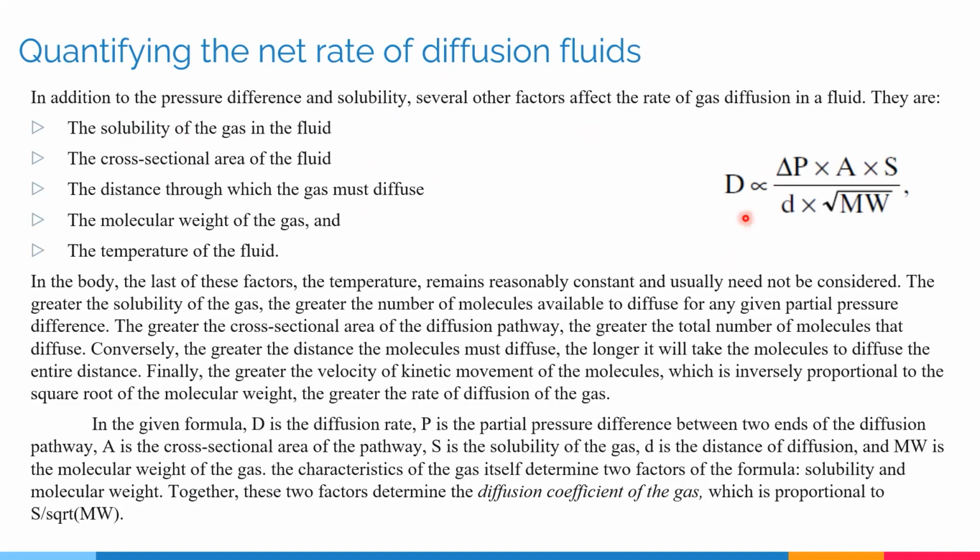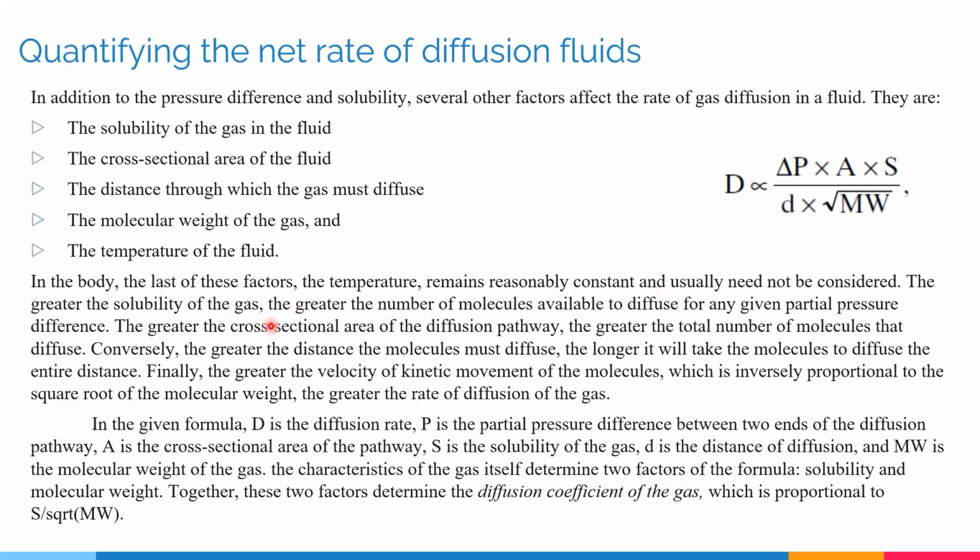which gives us the rate of diffusion as proportional to the pressure difference, the cross-sectional area, and the solubility of the gas in the fluid. The rate of diffusion is then inversely proportional to the distance the particular gas molecule has to travel and the square root of the molecular weight of the gas molecule. In the body, the last three factors, the temperature remains reasonably constant and usually need not be considered.